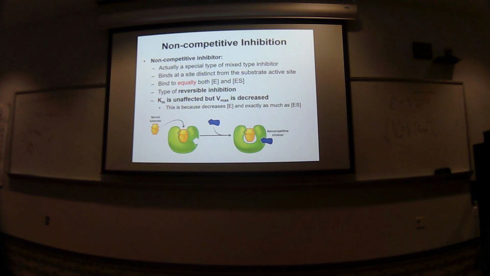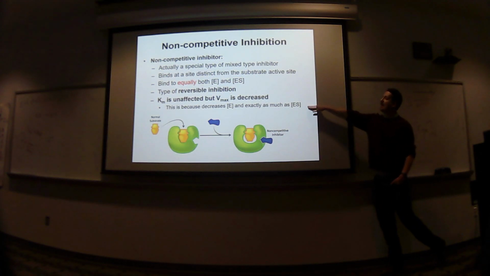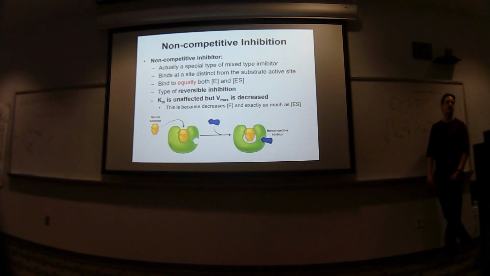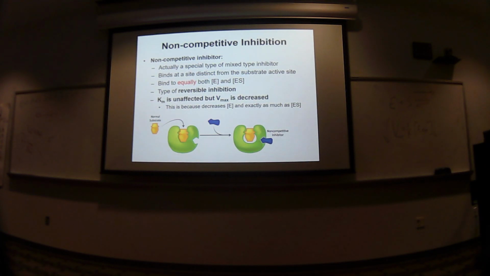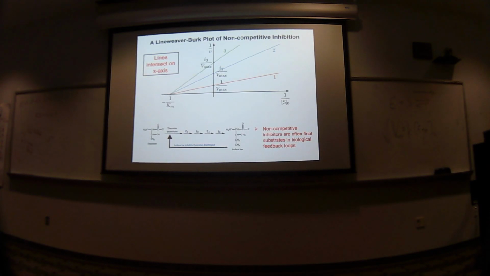But it has an equal affinity. And therefore, the effect on Km is cancelled out. This is because it decreases E exactly as much as it decreases ES. So it ends up cancelling out. And that one will look like this, because Km is not affected, but Vmax is affected.